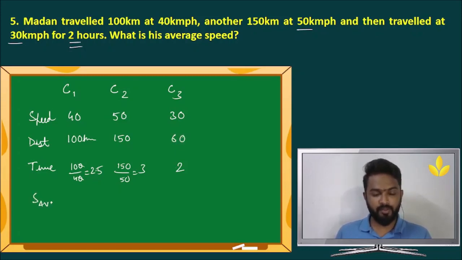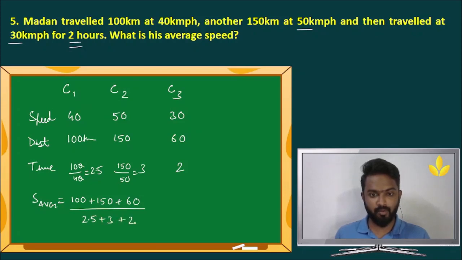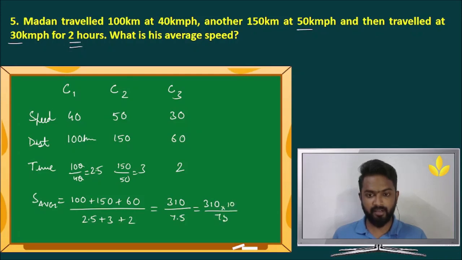Now again we have average speed. Average speed is nothing but total distance by total time. Total distance is 100 plus 150 plus 60 divided by 2.5 plus 3 plus 2. This is equal to 100 plus 150 is 250, 250 plus 60 is 310 divided by 2 plus 3 is 5, 5 plus 2.5 is 7.5. This is equal to 310 into 10 divided by 75, because 7.5 is 75 by 10.